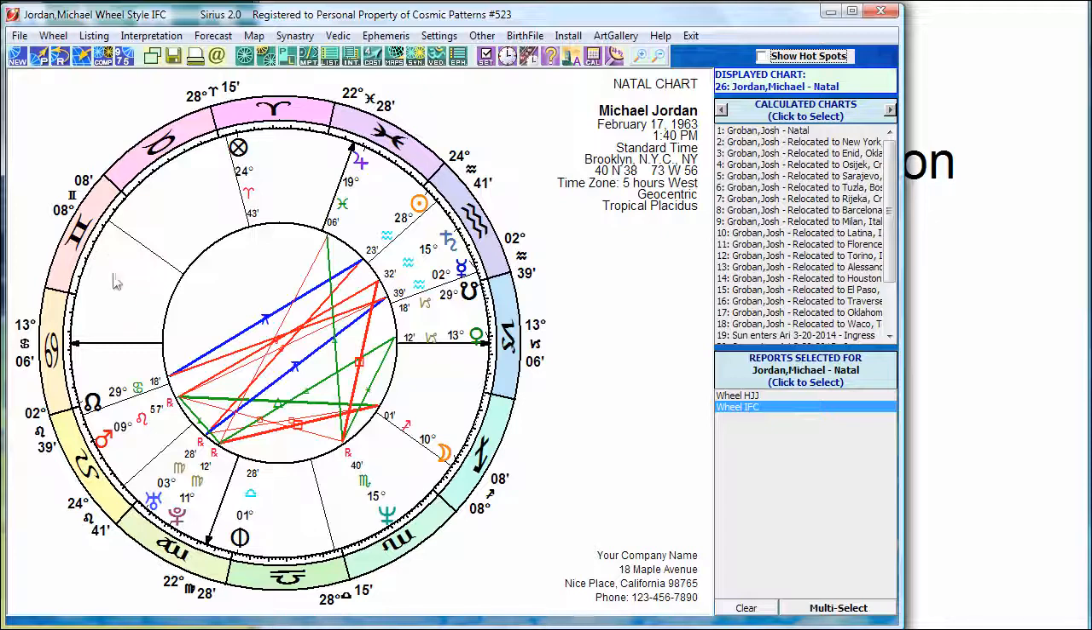Okay. So these colored areas around the outside are the signs. And these sections here are the houses. So what are the houses? They're taking the sky and dividing it into 12 pieces. And for some reason, they're not equally sized. We don't care about the technical details of the astronomy right now. We just want to learn how to interpret this.